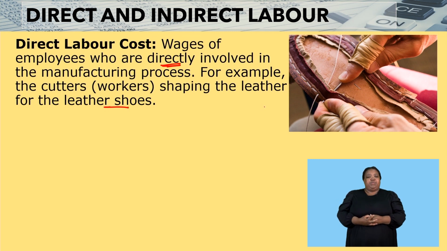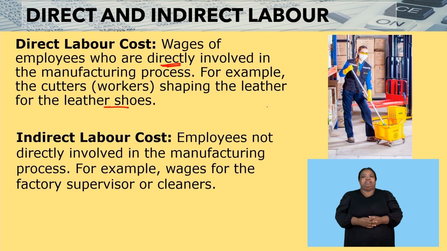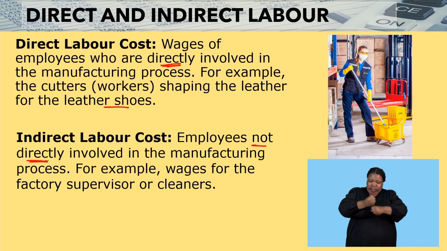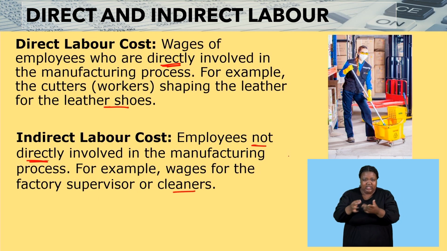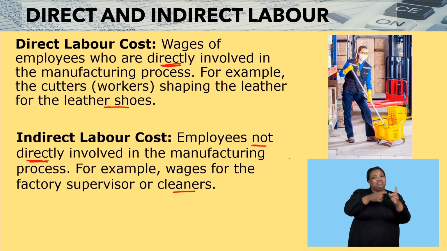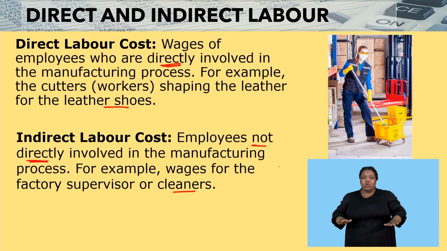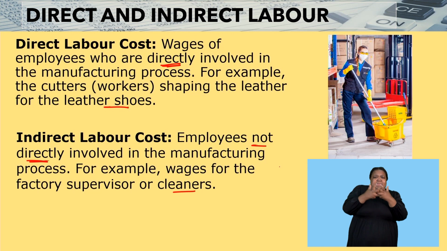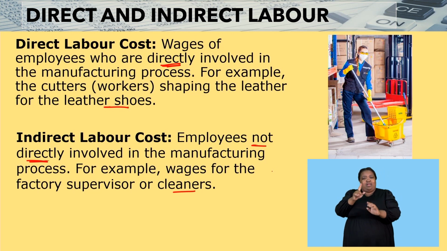Direct labor cost. But we also have what is known as indirect labor cost. Indirect labor cost, this is the cost of employees who are not directly involved in the manufacturing process. For example, wages for the factory supervisor or cleaners. As you can see, in the first instance, we had the person who had their hands on the pair of shoes. But in this case, on the indirect labor, their hands are not on the pair of shoes. They are cleaning the floors. So they are not directly linked to the pair of shoes. So we then call that indirect labor cost.